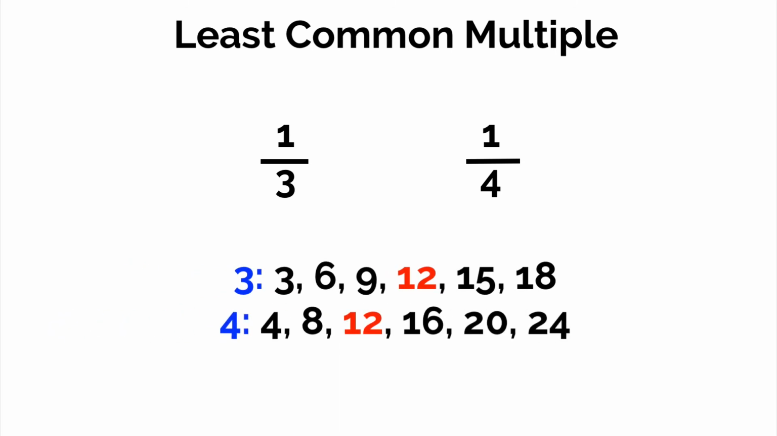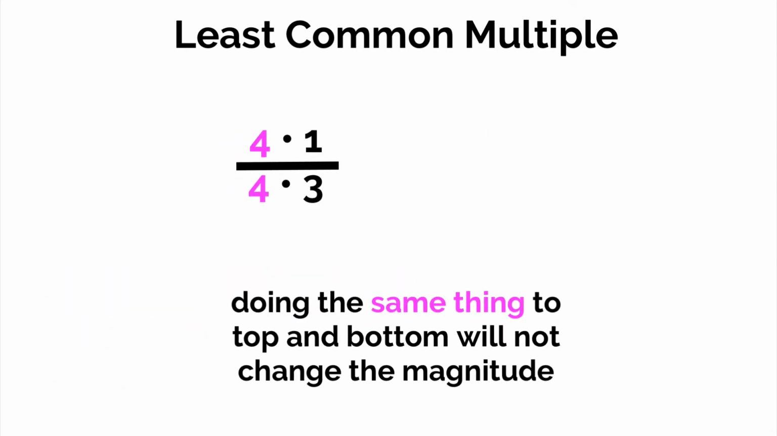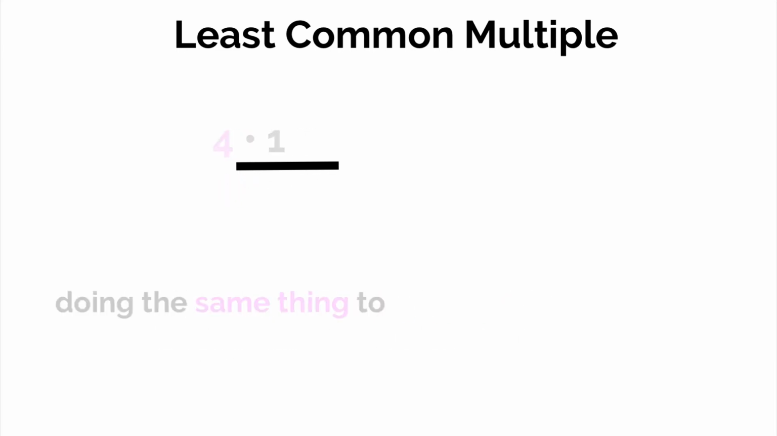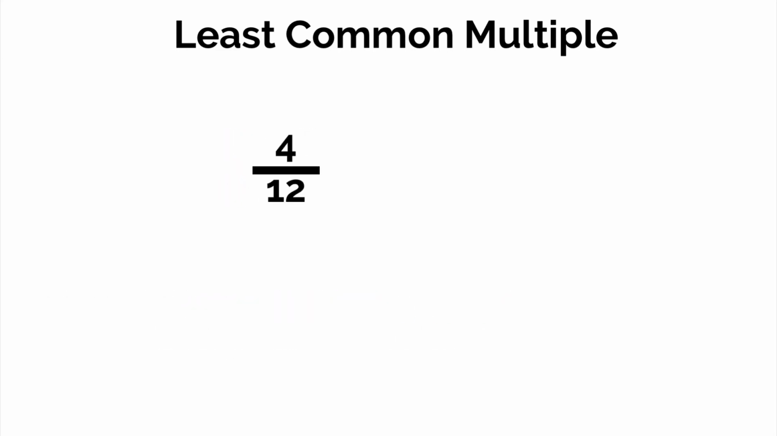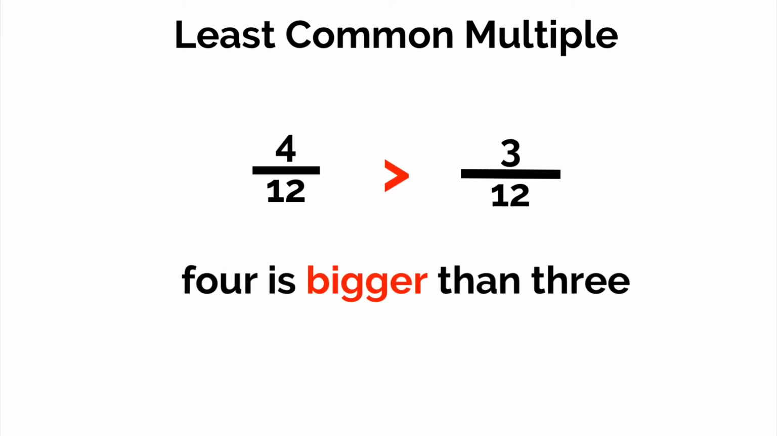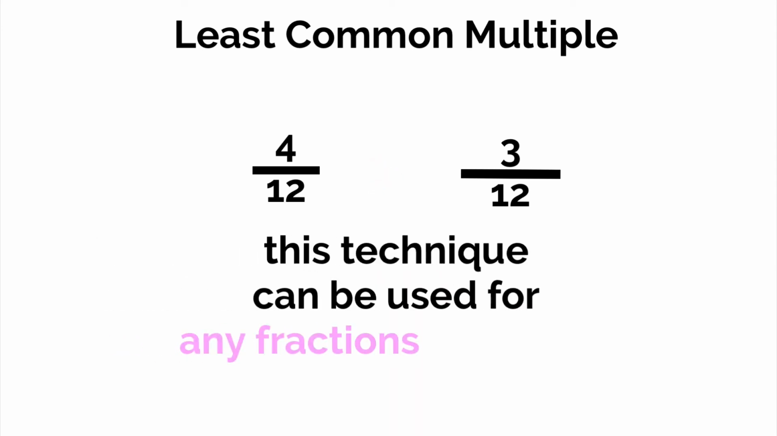For 3 and 4, that's 12. So what do we need to do to get 12 on the denominator for both fractions? For 1/3, we can multiply both top and bottom by 4. If we do this, we are not altering the magnitude of the fraction. Now we have 4/12. For 1/4, we can multiply by 3/3, giving us 3/12. Now that they have the same denominator, it is easy to see that 4 is bigger than 3. Although it was already obvious in this instance, we can use this technique for much trickier fractions.